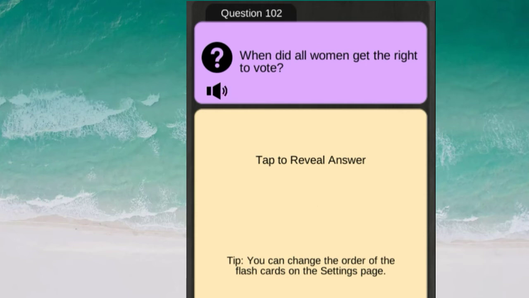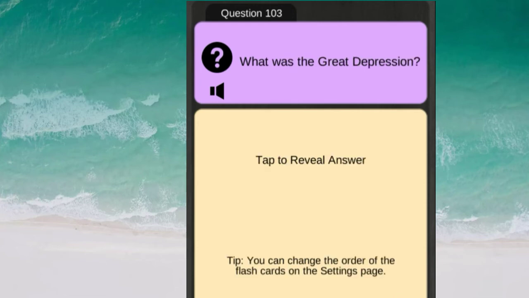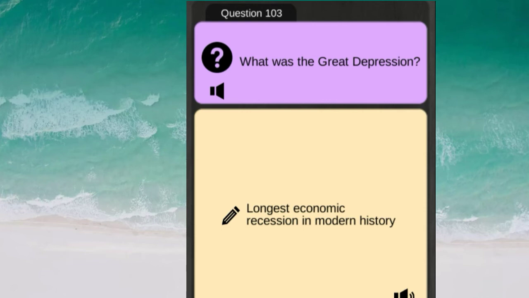When did all women get the right to vote? 1920. After World War I. With the 19th Amendment. What was the Great Depression? Longest economic recession in modern history.